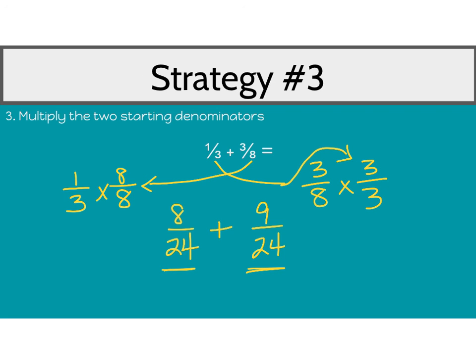We're going to add them. 8 plus 9 is 17. And our denominator is 24. So there you have it. This is our third strategy. Taking those two denominators, the 3 and the 8, for example, in this instance, and we multiply the opposite fraction with that number to get our common denominator.